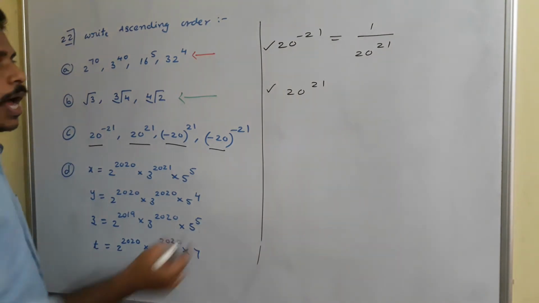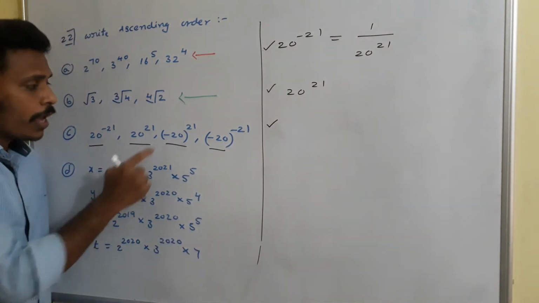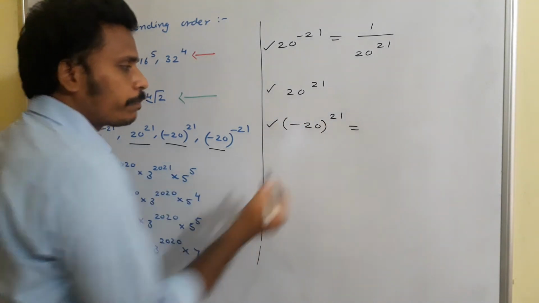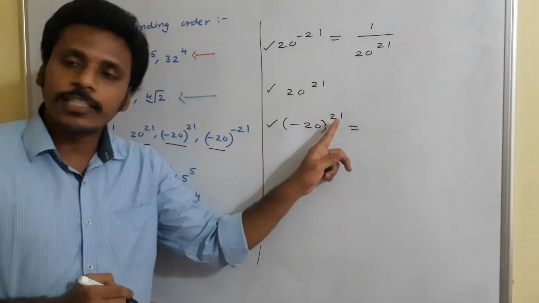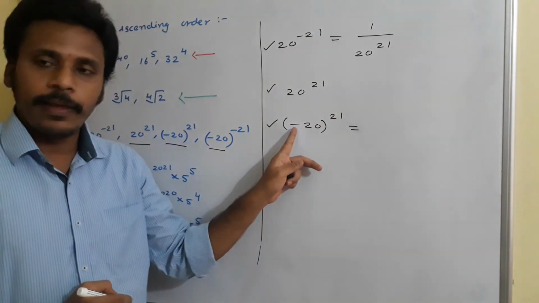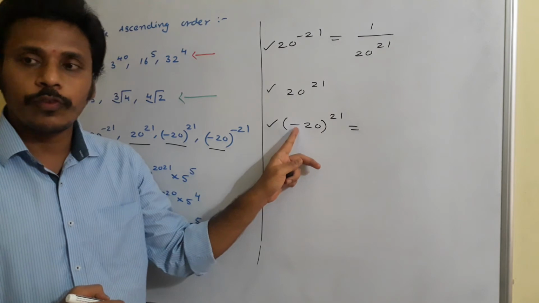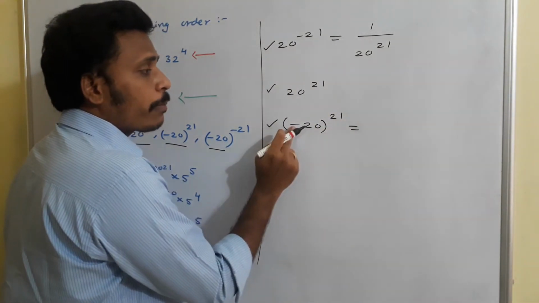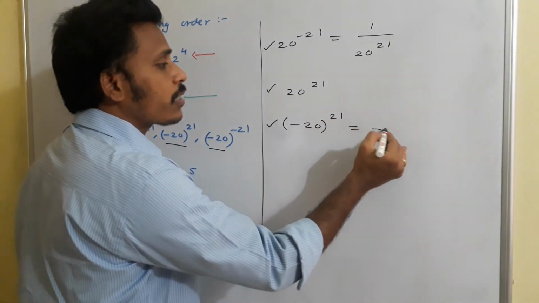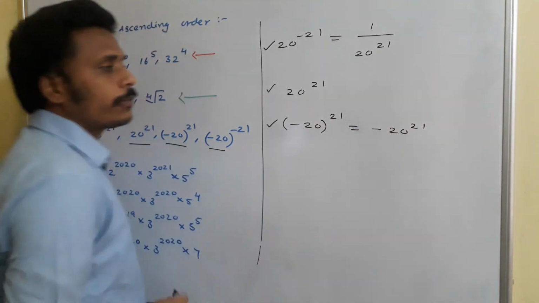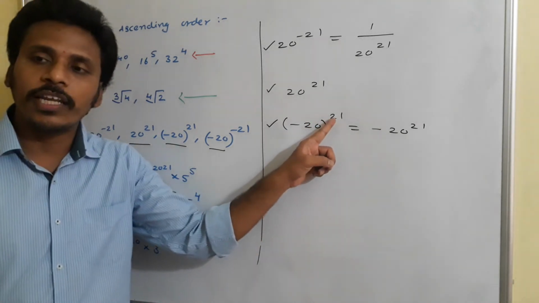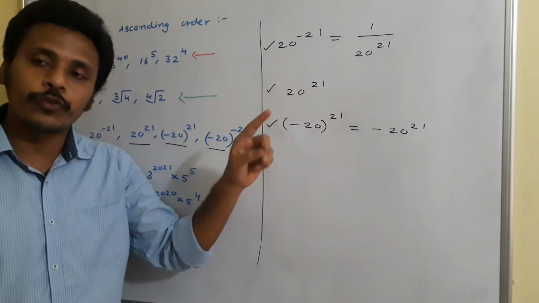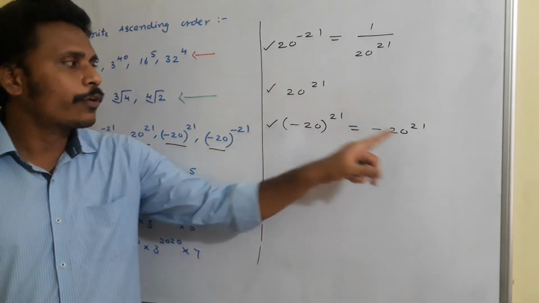Very simple. And the next one, minus 20 power 21. Here 21 is an odd number and minus is there. What is this minus for? Minus 20 power 21 can be written as multiplying minus for 21 times, which gives you minus. Actually, this power 21 is there for 20 as well as for minus. If you apply it to minus, it gives you minus at the end, and then 20 power 21.